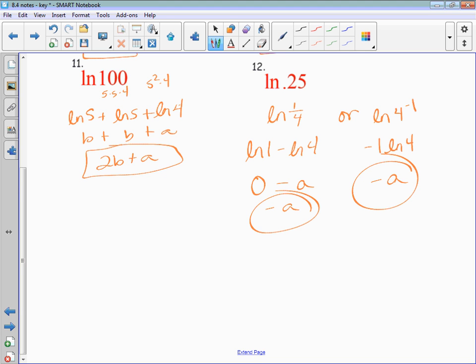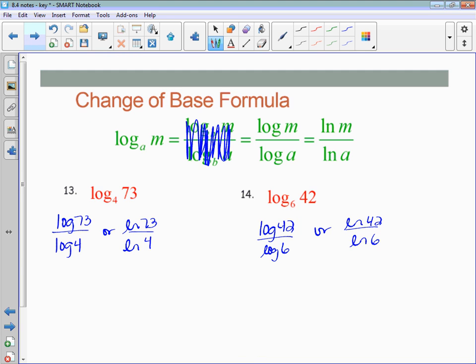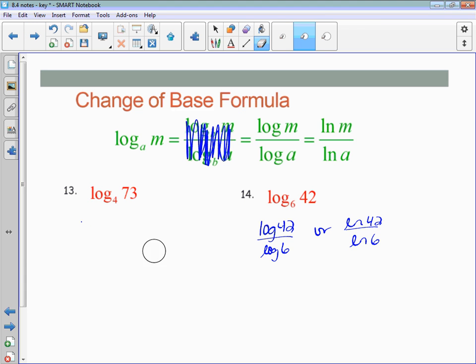Alright, one last thing, guys. Change of base formula. Guys, this is literally the easiest thing you will do all year. Not kidding. I'm kidding. Not kidding is what I'm saying. Oh, I thought you said that. That would have been so mean. I'm kidding. It's the hardest thing you'll do all year. No, it really is easy. So jot it down, and then I'll show you the first one.